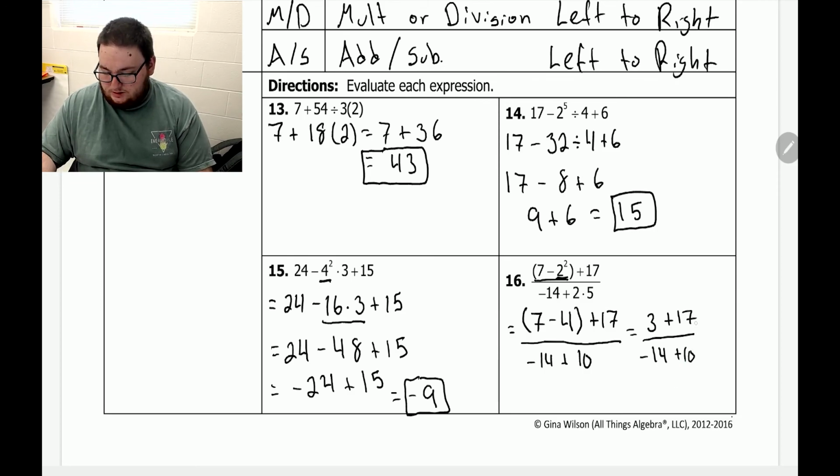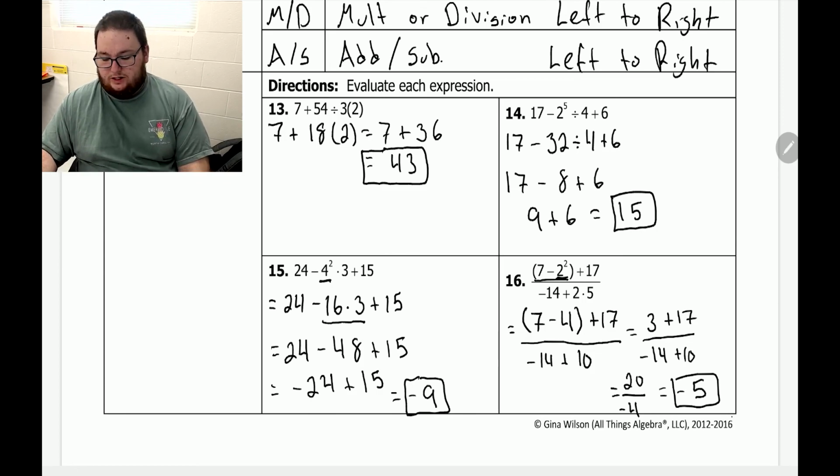So now we have this addition that we can do. So 3 plus 17 gives us 20 over negative 14 plus 10 gives us a negative 4. And then since 20 divided by negative 4 gives us a whole number, we can say that 20 divided by negative 4 is negative 5. So negative 5 is our answer for number 16.